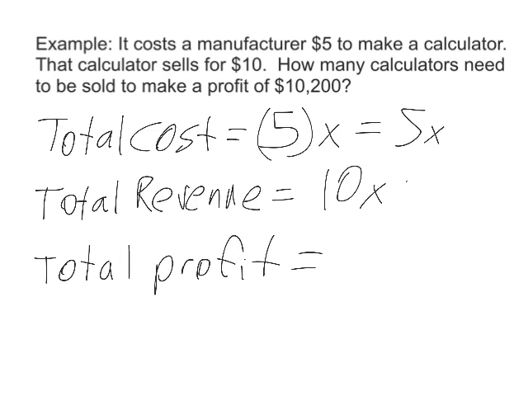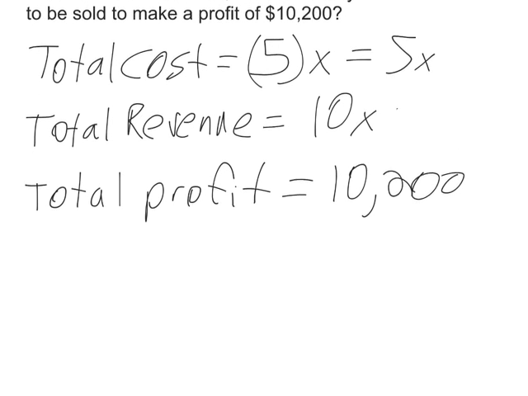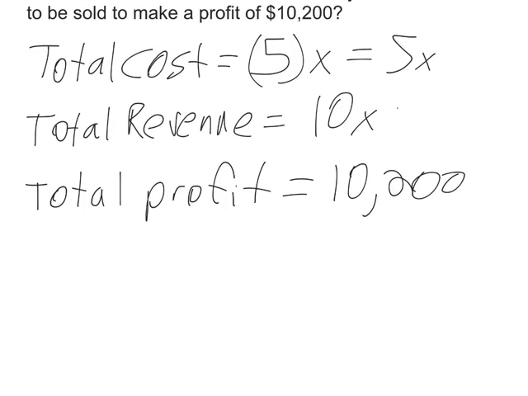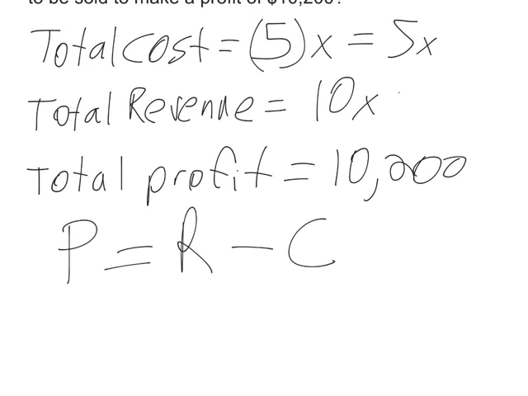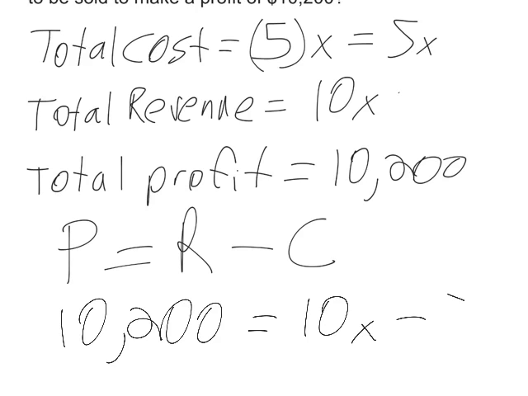So that total profit is going to be $10,200. That's how we'll set it up. You can use dollar signs in there if you want to. I took them out of the problem to just keep it from getting cluttered. The answer is going to be in units, in calculators, in other words, so we won't have a dollar sign in the answer. All right, so let's set it up. Profit equals revenue minus cost, and that's going to be $10,200 is equal to 10x minus 5x.